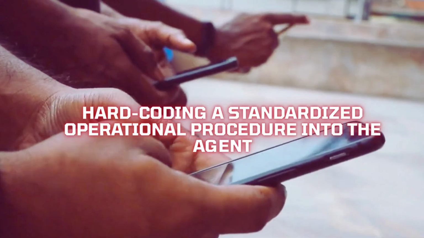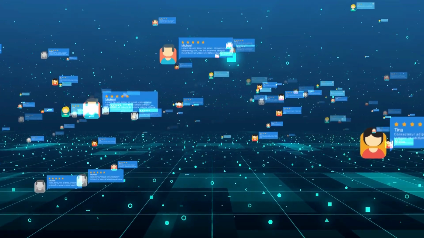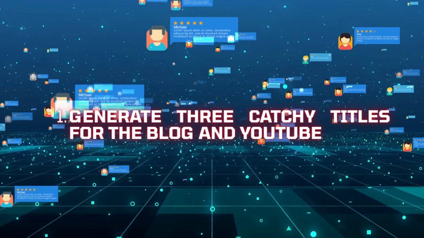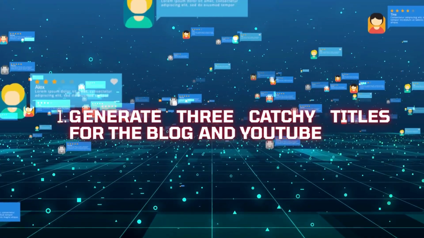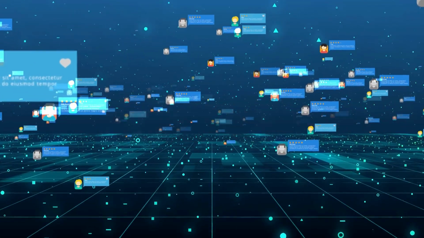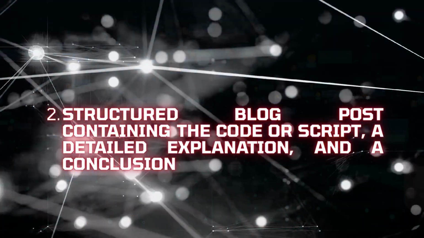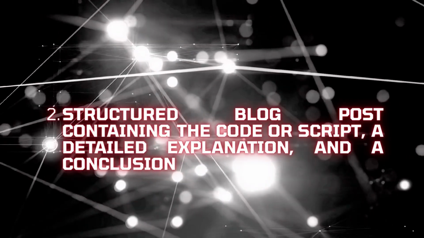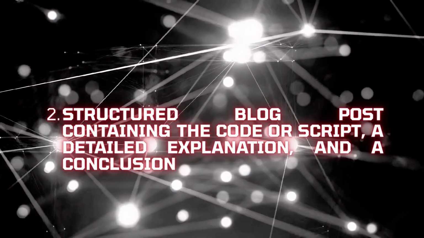Let's break down the exact 5-point structure it requires because it's pretty intense. Go for it. Point 1, generate 3 catchy titles for the blog and YouTube. Point 2, a structured blog post containing the code or script, a detailed explanation, and a conclusion. Let's actually pause there for a second. Okay. Because combining those first 2 points is highly strategic.